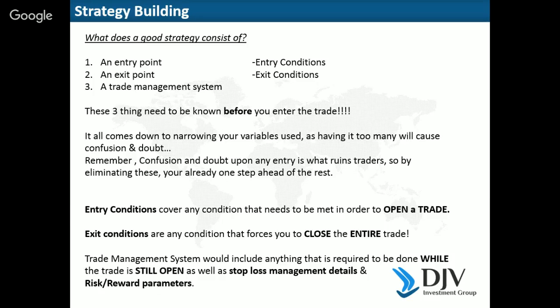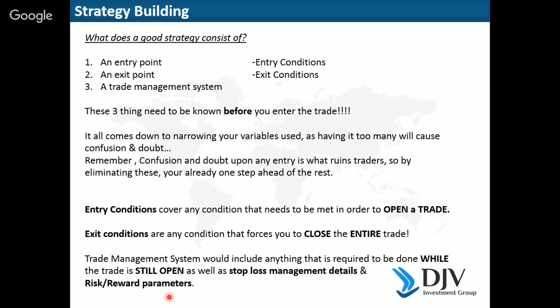Now, at this point in time, we're not really going to know what the results are or anything like that. We're just trying to come up with ideas in terms of putting a system together. So, like I said, we're looking at the three different components at this point in time. Remember, what we're looking at is we need something, firstly, what tells us to get into the trade. Then we need something to get us to get out of the trade. And trade management tells us what needs to happen while the trade is still open. Okay, and we're also going to make a note of things like stop loss management, our risk to reward parameters, and all those different little things.